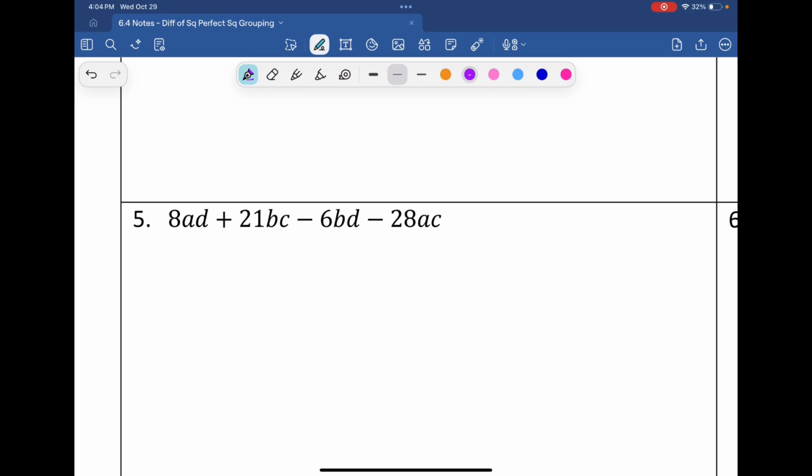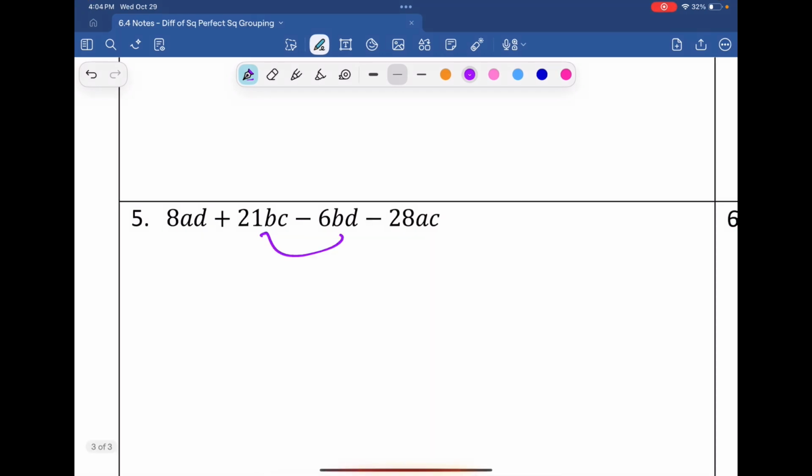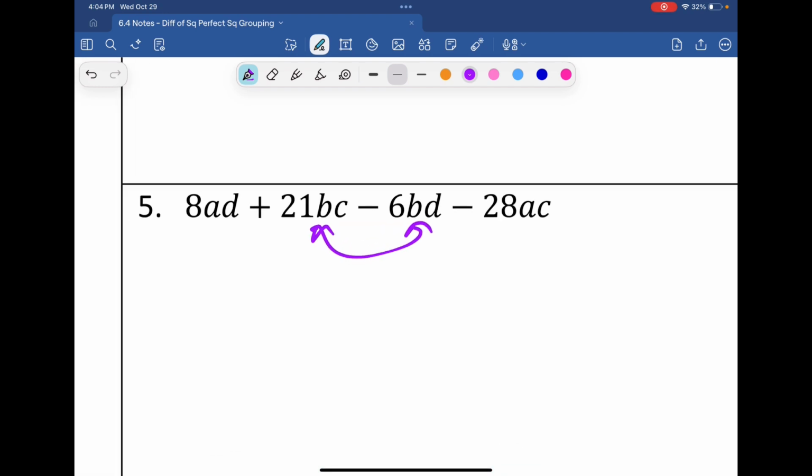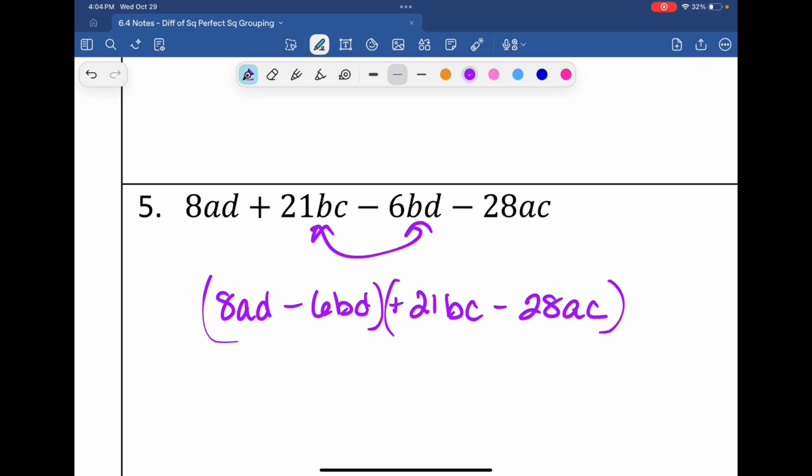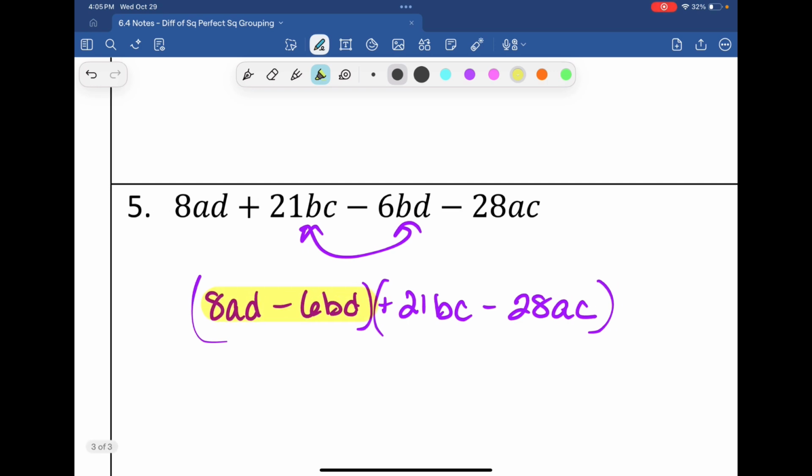All right, so you want to make sure that your first 2 terms have a GCF. In this case, they don't. So you can rearrange it however you want to, okay? It doesn't matter. So the immediate thing I see is if I switch these 2, then my first 2 terms will have a GCF. All I'm doing is switching their places. First 2, last 2. Group 1. Group 2.